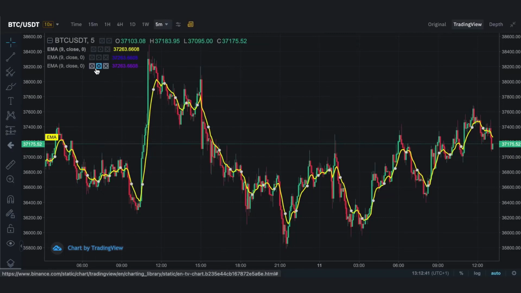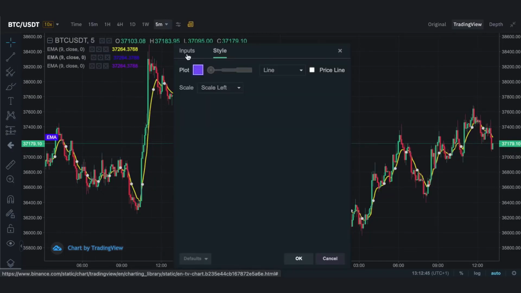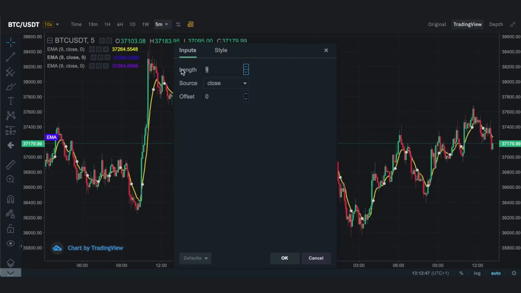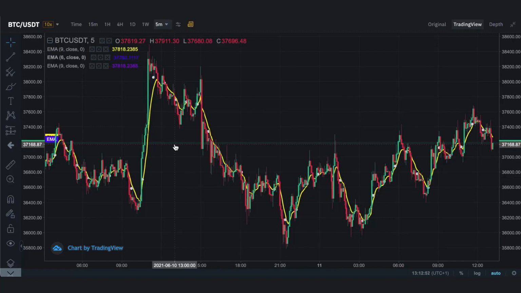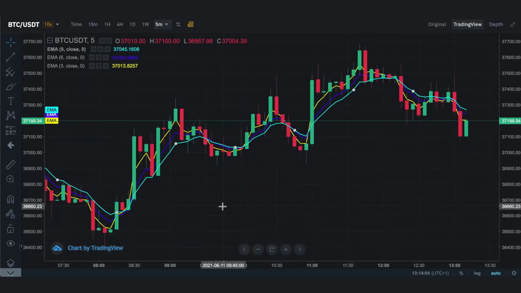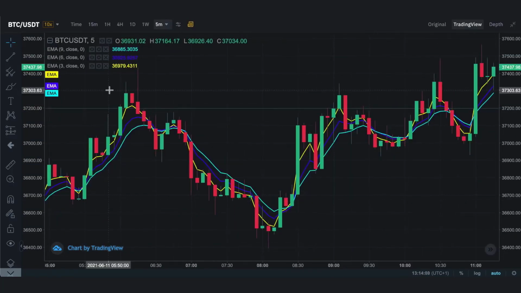But important to know is that you can change the time scale just by going to Format, then Inputs, and then changing the length. So remember, it's a 3, 6, and a 9 period EMA. What we want to do is look for the 3 period EMA, the shortest EMA, which you can see on the chart right here as yellow. We want this to cross through both the 6 and the 9, and that will tell us that the short-term price movement is possibly changing.